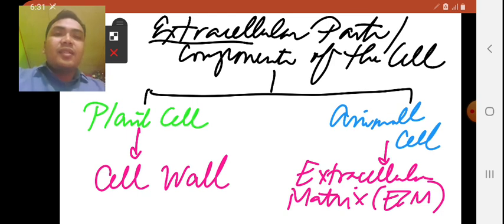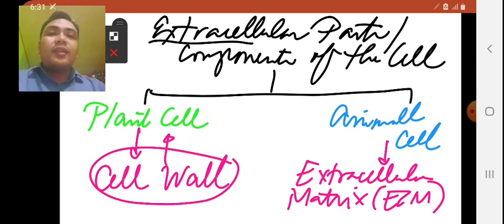So again, cell wall is the extracellular part of plant cell. On the other hand, the extracellular matrix, also known as the ECM, will serve as the external component for the animal cell. So for our next video presentation, we will discuss the cell wall for the plant cell.